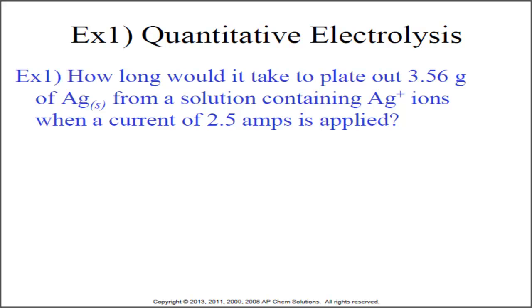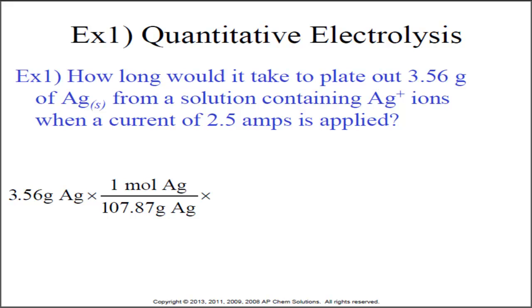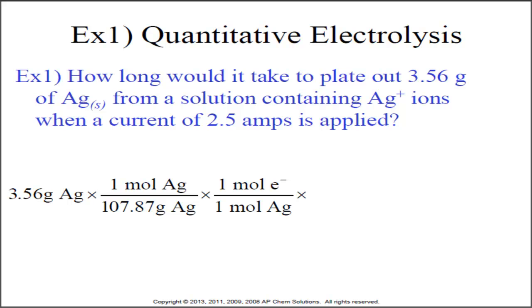So we are going to use our dimensional analysis, and we need to get from grams of silver to time. How long would it take? So we want to get to seconds, unless they tell us some other time they want us to find. So if we start with our grams of silver, then we can change that to moles using our molar mass. There's 1 mole of electrons for every mole of silver, because your Ag+ cation is going to accept 1 electron to become Ag solid. If we wrote out the half reaction, it would be 1 mole of electrons.